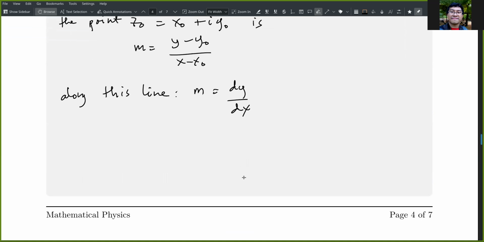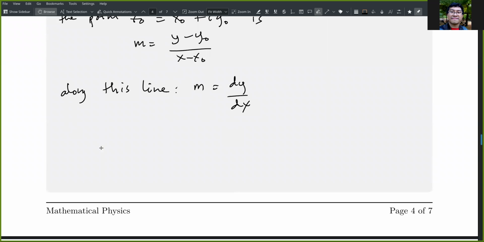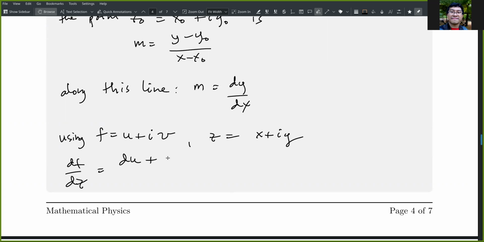So what we want to do is find df by dz. We use f equals u plus iv and z equals x plus iy. You have df by dz equals du plus i dv, the numerator, and the denominator dx plus i dy.